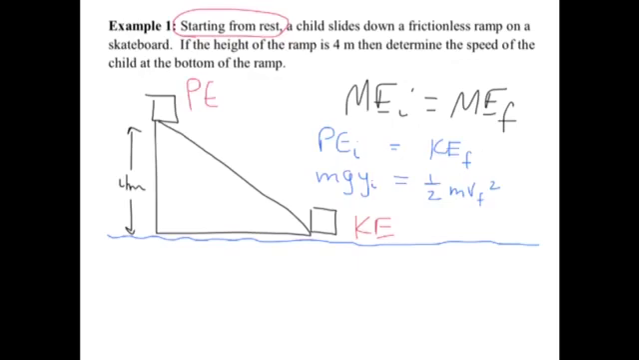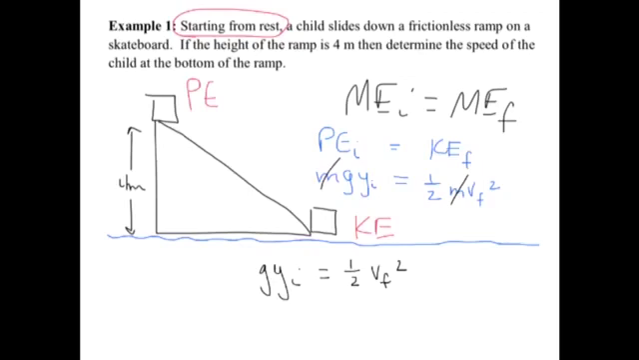They both have m. So what should we do with the m, Gio? Cancel. Yeah, let's cancel them both out. They've both got m's involved. So when we drop those m's off, we're left with GYI equals 1/2 VF squared.